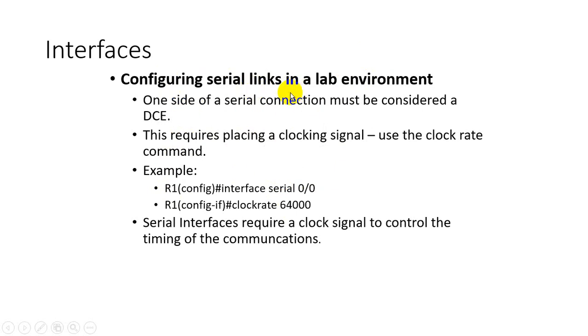Configuring a serial link in a lab environment. One side of a serial connection must be considered a DCE. This requires placing a clocking signal. Use the clock rate command: interface serial 0/0, clock rate 64000.